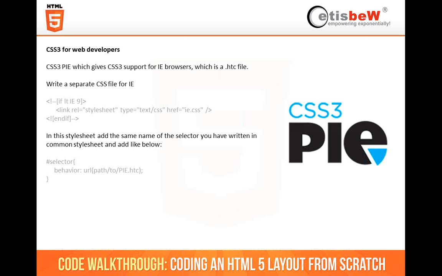You can download the pie.htc file from their website, and you need to place it in your HTML folder structure and give the path where the HTC file is located. Then in the IE.css you need to add this behavior and the position related property.